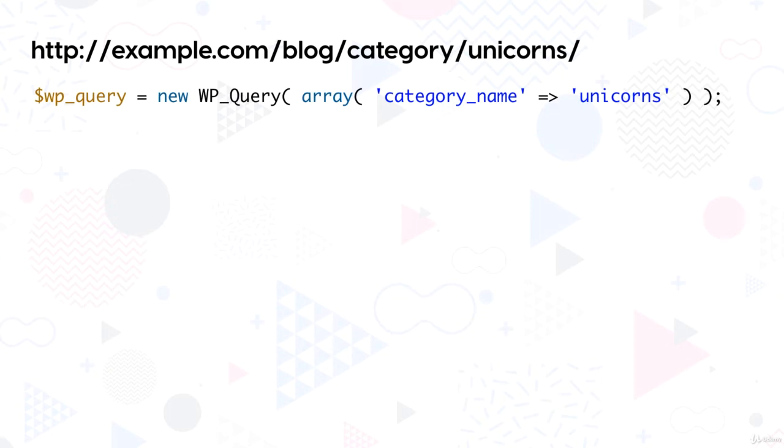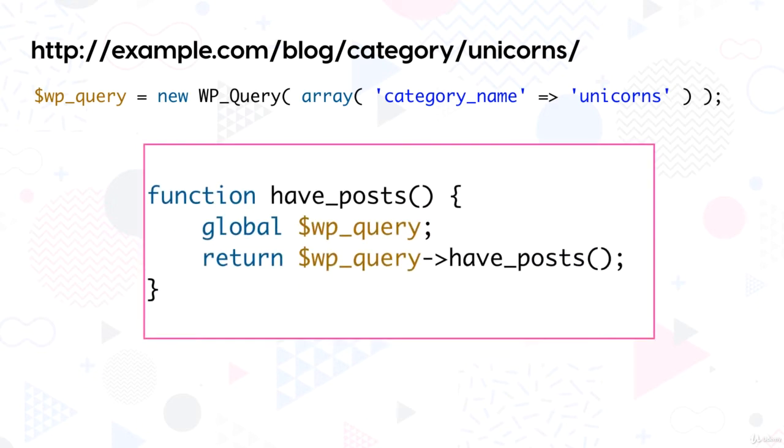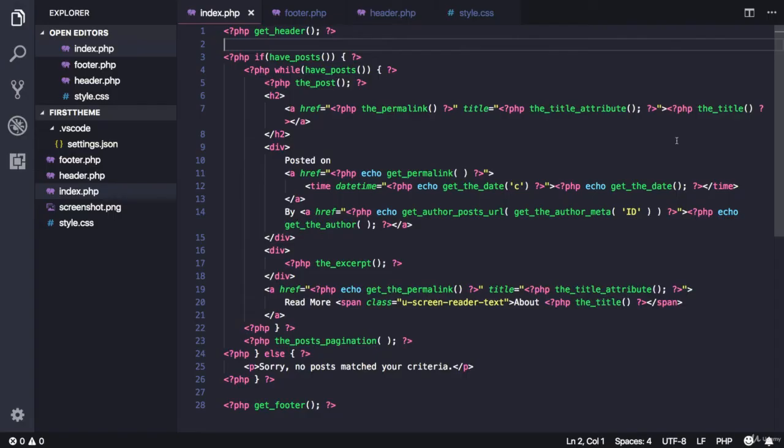And what the function have posts actually is, it's just a shortcut function that calls the method have posts for the global WP Query class instance. So this is the source code for the have posts function, and it's essentially the same thing we did when we were writing our custom query, but now we're calling have posts for the global WP Query instance. I know this might sound a bit confusing to some of you, so let's go back to index.php.